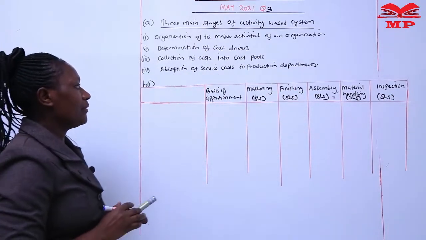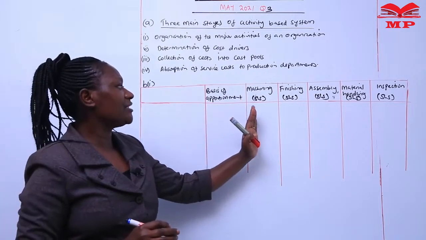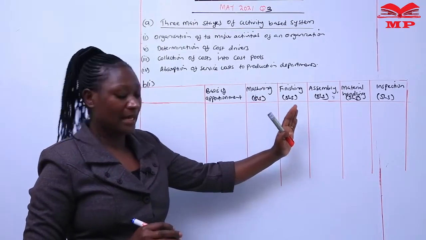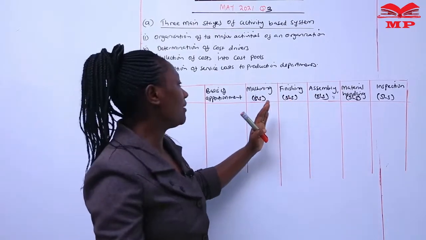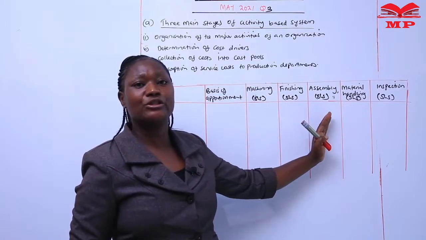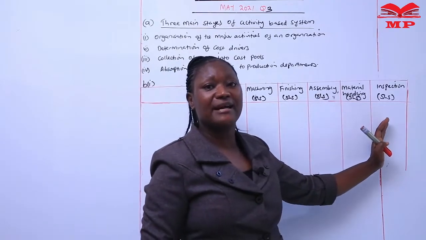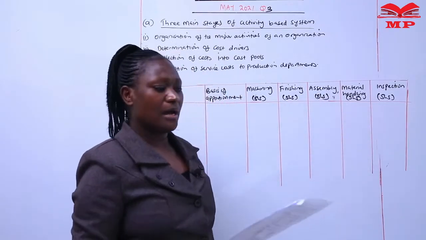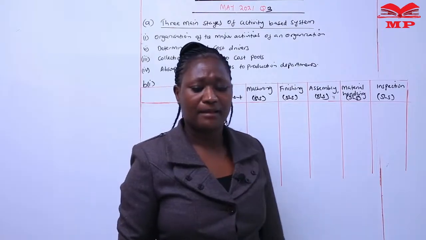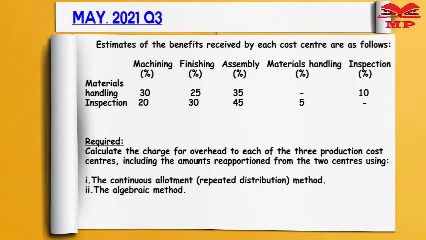So we have a table that is showing the basis of apportionment: machining, finishing, assembly. In the question we were told that machining, finishing, and assembly are production departments. Material handling and inspection are service departments. When you look at the question paper, under estimates of benefits received by each cost center, are as follows.